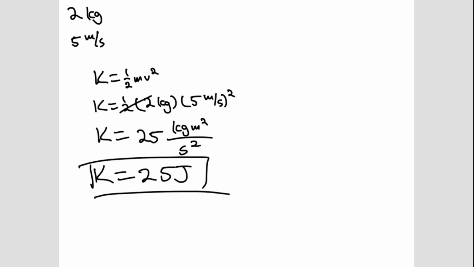So the kinetic energy of an object that has 2 kilograms of mass and is moving at a constant 5 meters per second will have kinetic energy of 25 joules.